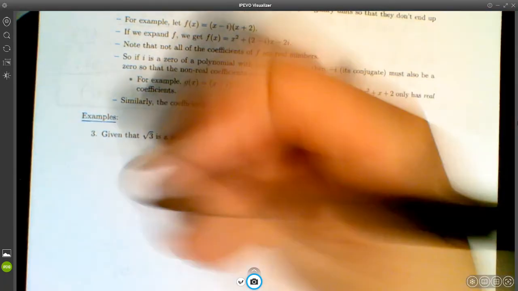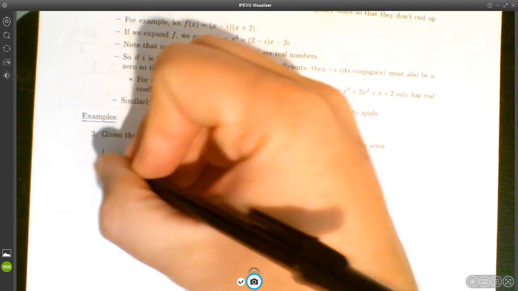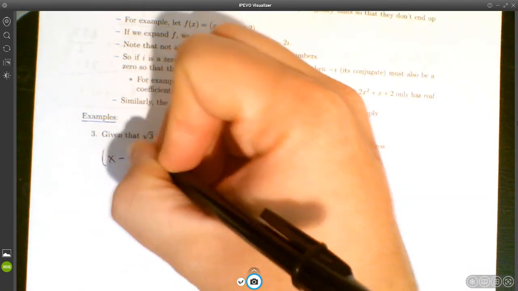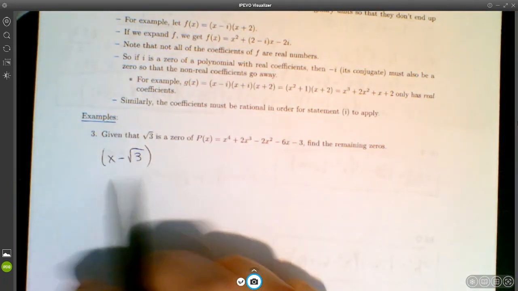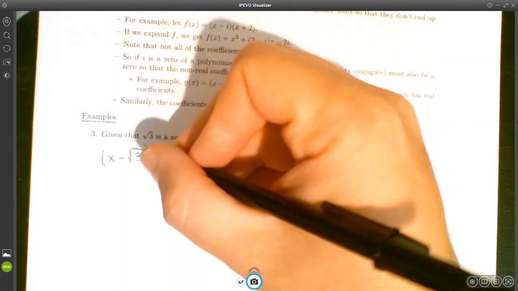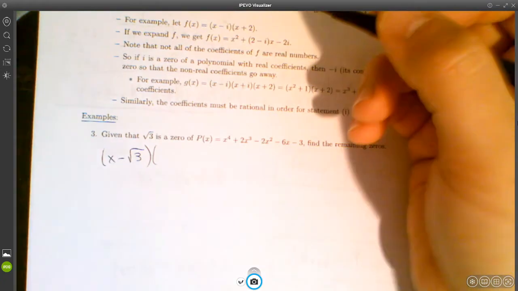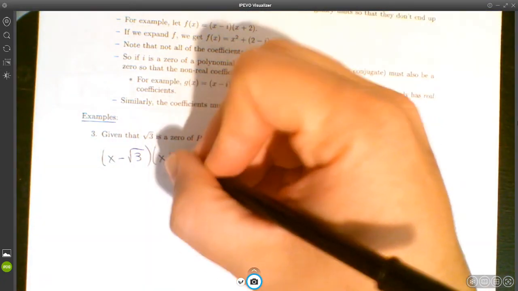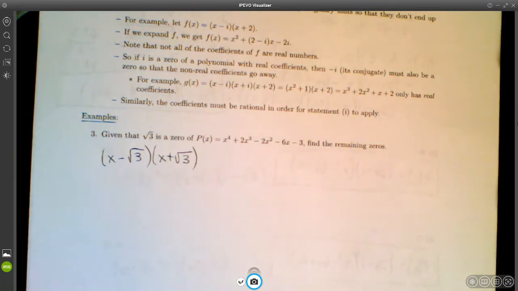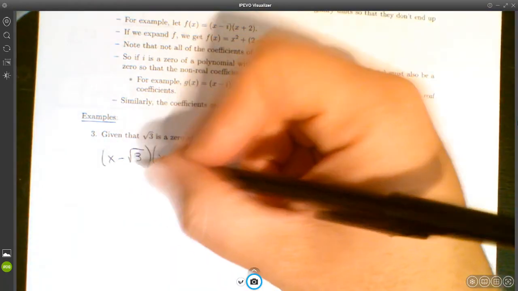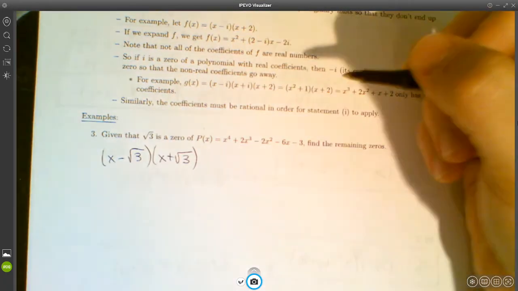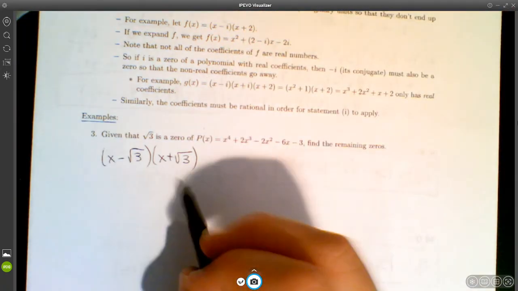So what I'm going to say is, if root 3 is a 0, then x minus root 3 is a factor. And moreover, if root 3 is a 0, then negative root 3 is also a 0. That means x plus root 3 is a factor. So these two things are factors of p, which means their product is a factor of p. So I'm going to multiply this out.